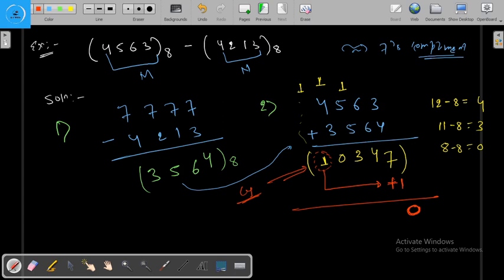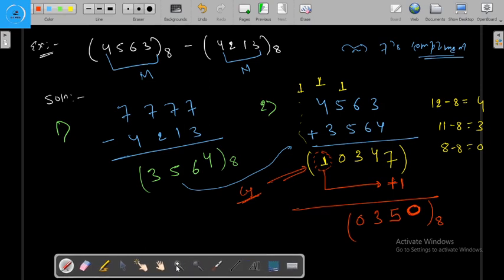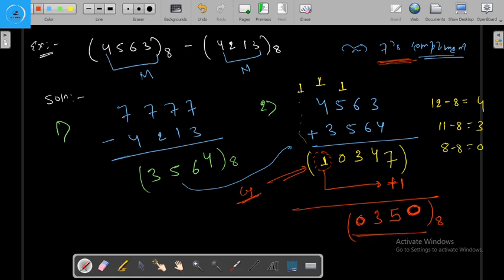And 4 plus 1 is 5, then 3 and 0. This is in octal. So after performing the subtraction in the 7's complement, after subtracting 4 2 1 3 from 4 5 6 3, we have got this as the result. Okay, 0 3 5 0.